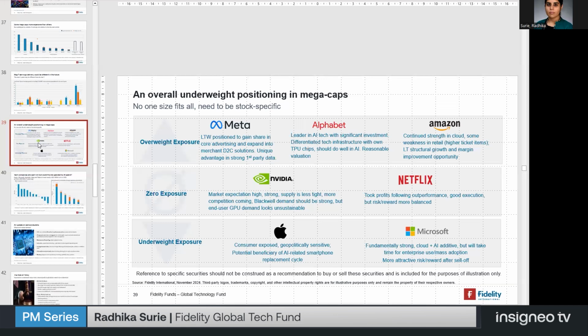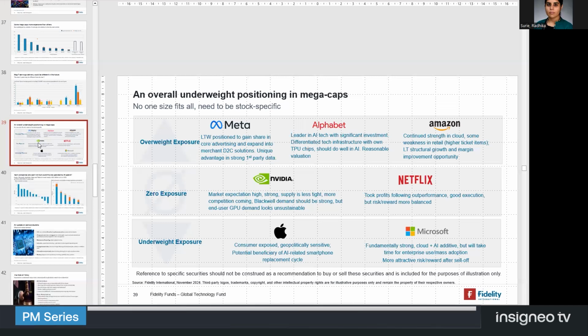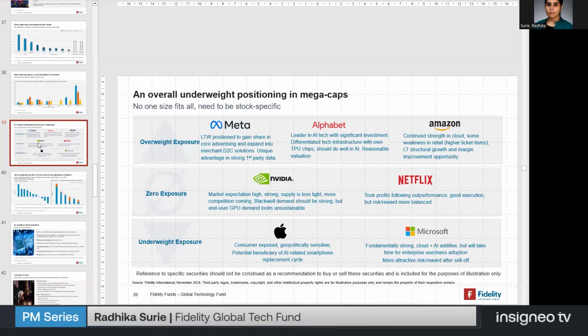But as the stock has been cheaper in the last few months, relatively cheaper, we have been reducing the underweight over there. We do have overweight exposures to Meta, which has done a lot of capex spend, but also come up with very strong AI functionality and tools, which are helping them build on user engagement and better monetize the properties that they have. And on Alphabet and Amazon, we are overweight because there's both a structural growth opportunity, but also a margin improvement opportunity.